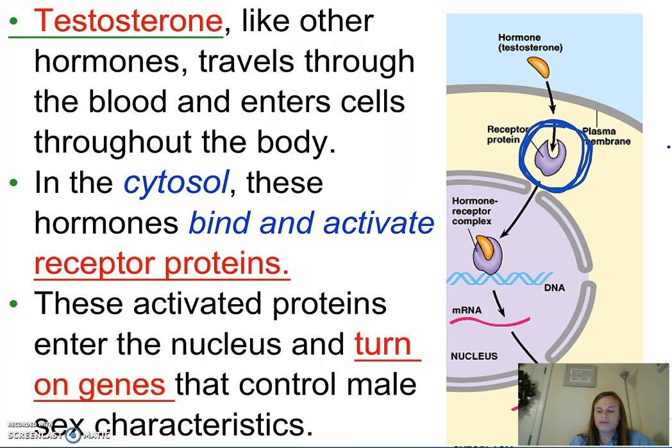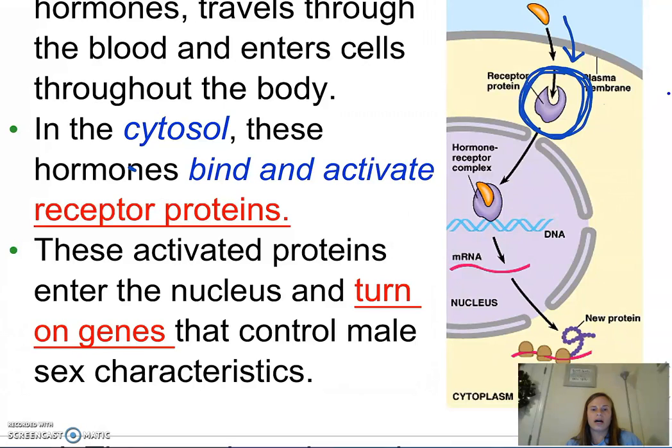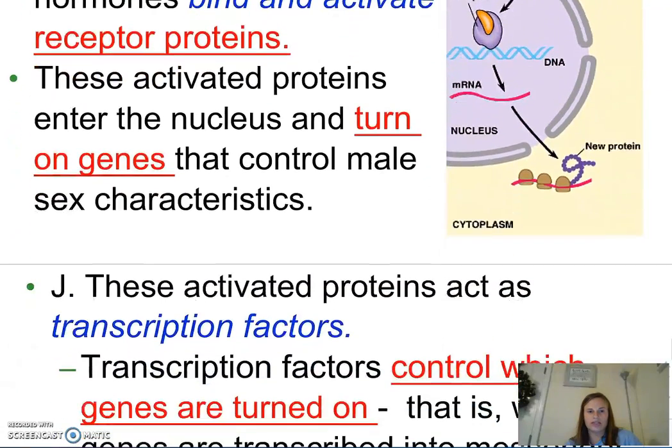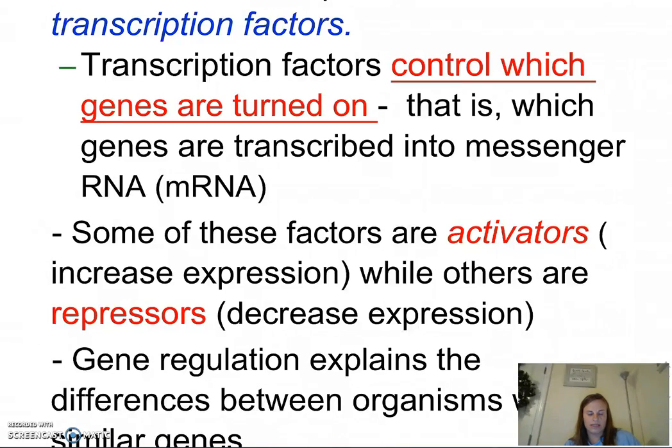So for these types of ligands that can make it through the plasma membrane without the help of a receptor protein embedded in the membrane, their receptor proteins instead are found inside of the cell. And what these activated proteins now act as are transcription factors, which will turn on or turn off genes. And in the case of testosterone, it's going to turn on the genes that control male sex characteristics. So these activated proteins act as transcription factors, which control the genes that are transcribed into messenger RNA.